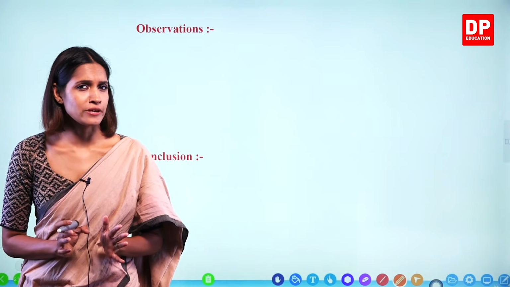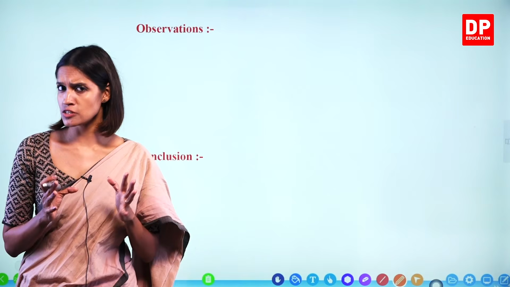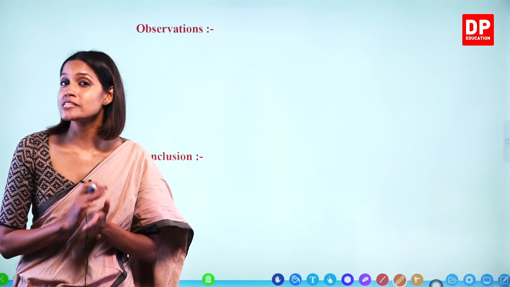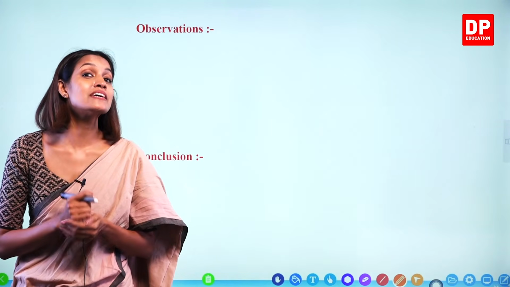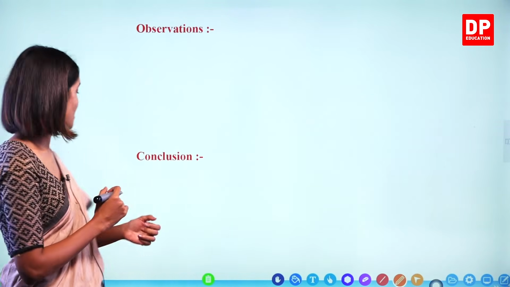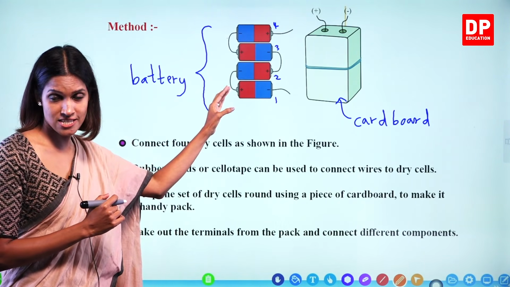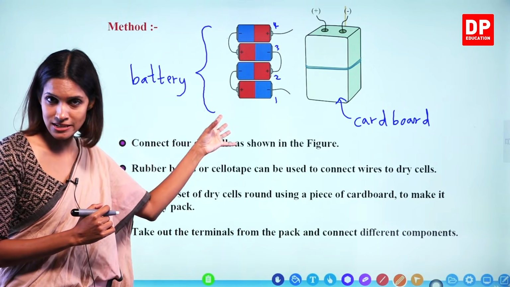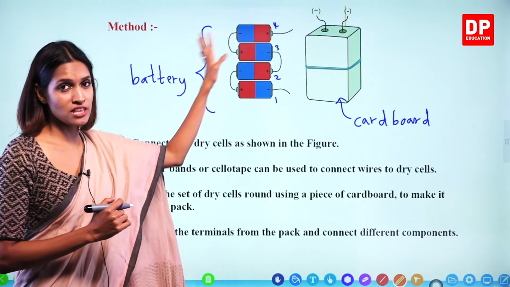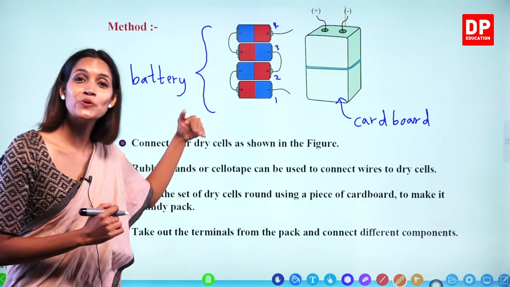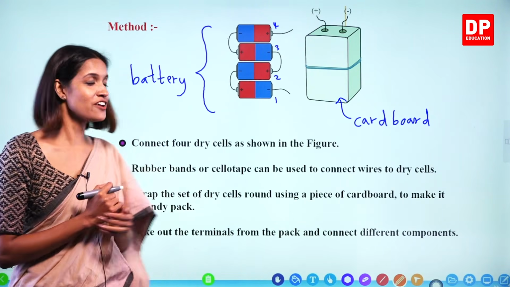So you watch the experiment. What happened when I connected this bulb to one cell? The brightness was weak. Okay. But what happened when I connected to our battery, combined with 4 cells? The brightness increases. Why does this happen, children? That happens because when you take a single cell, one dry cell, only a certain amount of electricity is supplied, right? But when you increase the number of cells connected in the battery, what happens? More power, more electricity is supplied. That is the reason the brightness increases. Okay, we will write that.